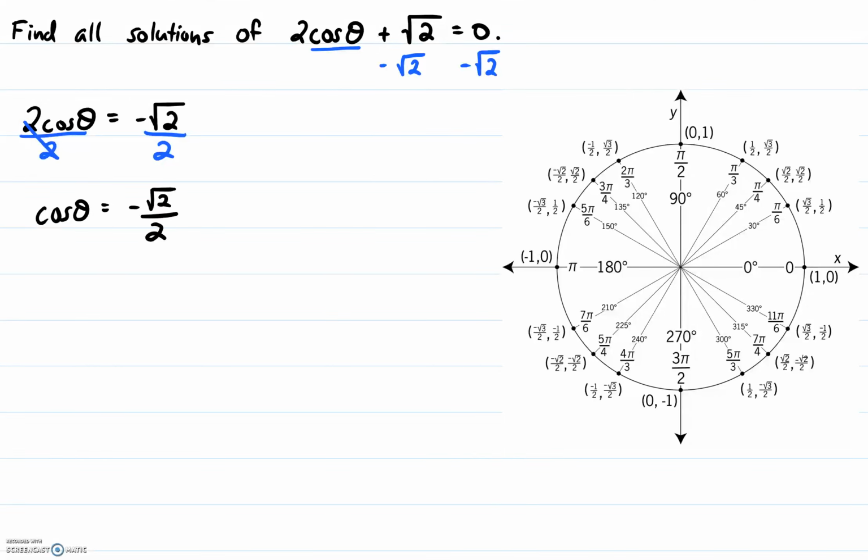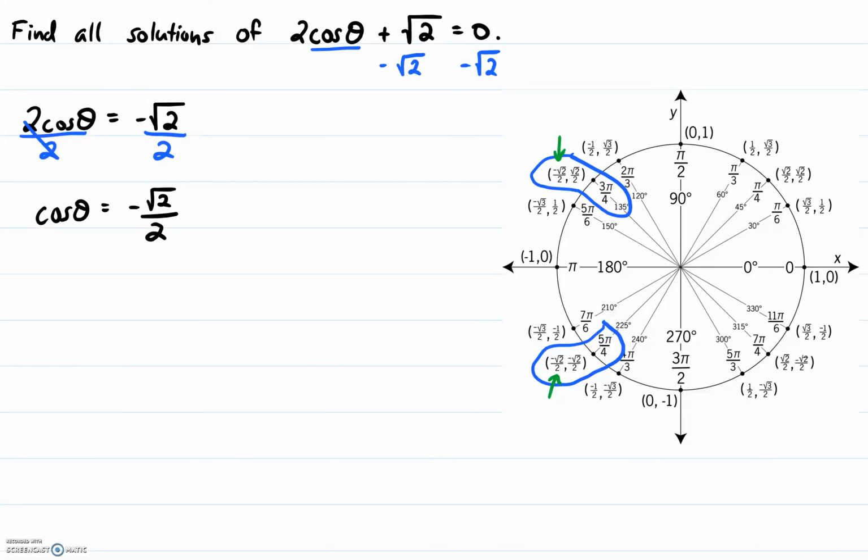And so now that we've isolated the cosine theta, keep in mind that cosine theta on the unit circle is just going to be the x value. So we're going to go around looking at all of our points, the ordered pairs, and circle all of the places where we have an x value equal to the negative square root of 2 over 2. Starting at 0 and moving around, the first x value equaling negative square root of 2 over 2 is going to happen at 3 pi over 4. And the second one, the last one between 0 and 2 pi, is going to happen at 5 pi over 4. So our x values are negative square root of 2 over 2. That's why I circled those.